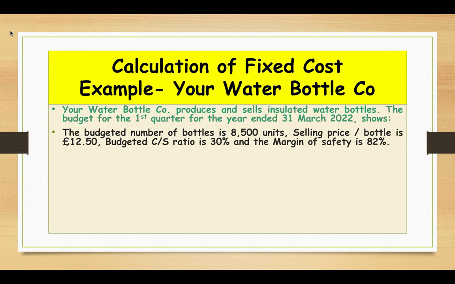Okay, we haven't talked about the margin of safety so far, but I will be uploading another video on margin of safety. But for the time being, we'll see what is margin of safety. Margin of safety means the difference between the maximum number of units a company can sell, in this question is 8,500 units, and the break-even point. So the difference between the maximum number of units a company can sell and the break-even point.